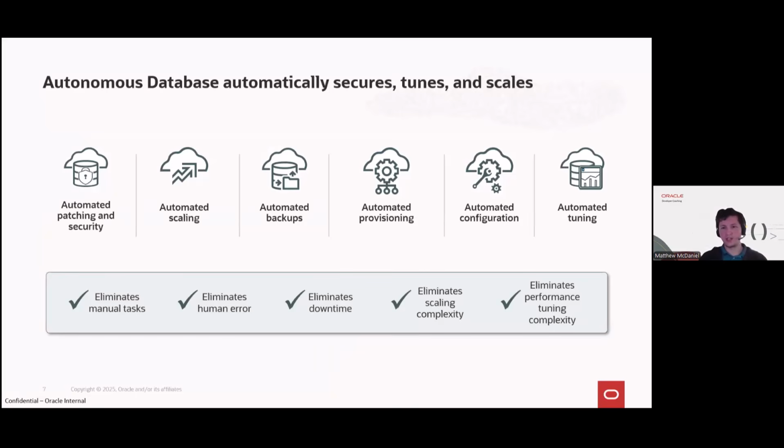Okay, diving a little bit more into Autonomous Database. Like I mentioned before, it gives you automated patching and security. So you do not need to worry about patching your autonomous databases, even on Azure. Security as well is automated. Scaling, just like on OCI, you can get automated compute scaling and storage scaling, along with backups, the provisioning process, the configuration process, and tuning and so forth. So all of this, just like you would get on OCI, is available on Azure today.